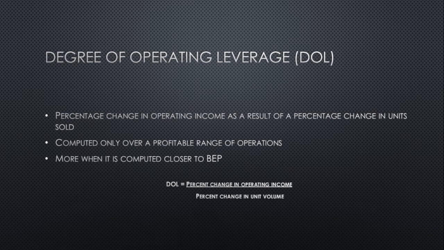The degree of operating leverage, or DOL, is the percentage change in operating income as a result of a percentage change in units sold, computed only over a profitable range of operations, more so when it is computed closer to BEP. DOL equals percentage change in operating income over percentage change in unit volume.